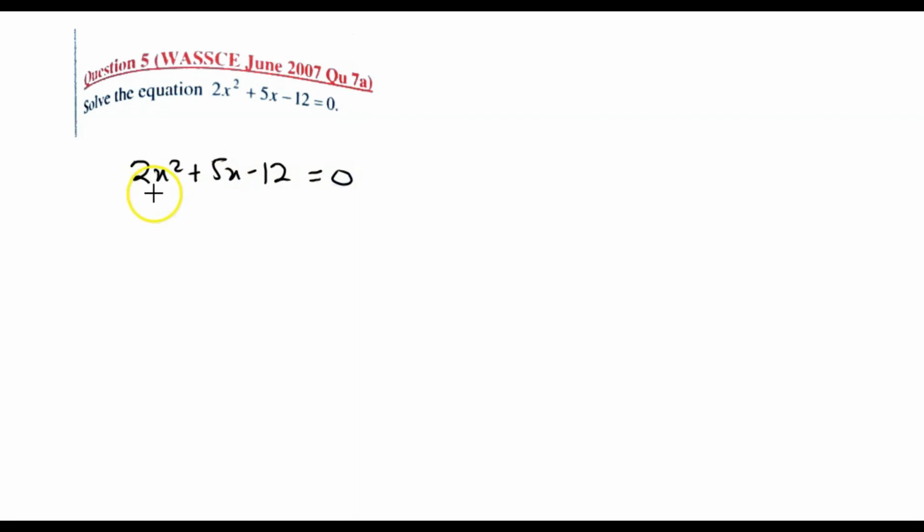As you know, when you have a scenario like this, select the coefficient of x squared, multiply it by the constant. So we multiply 2 by negative 12, and that will give us negative 24. Then we select the coefficient of x, which is actually the number 5. Then we ask ourselves which two numbers will multiply to give us negative 24, and the same two numbers, when they add, should give us 5.